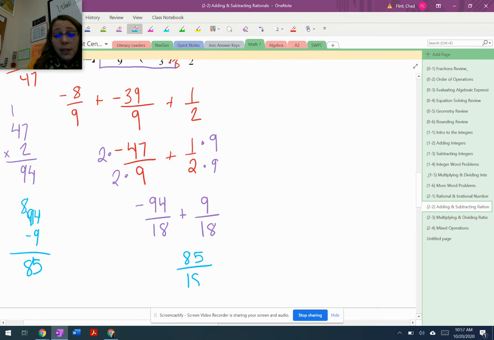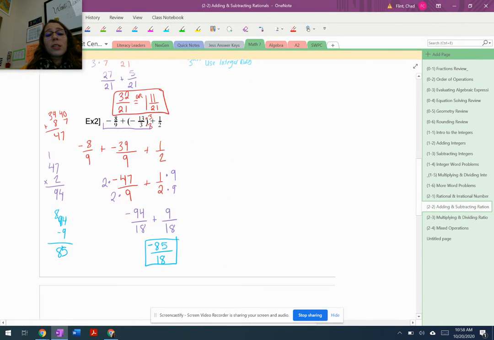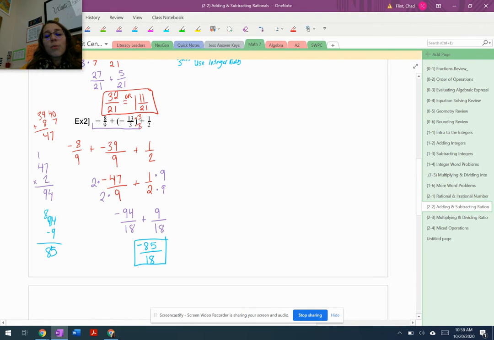Keep that denominator. And now, was your answer positive or negative? Did you have more negatives or did you have more positives? Well, the 94 was the negative. That's way more than the positive 9. So it's a -85 over 18. And I don't even want to deal with turning that into a mixed number, so just leave it as that and give those homework problems a try.